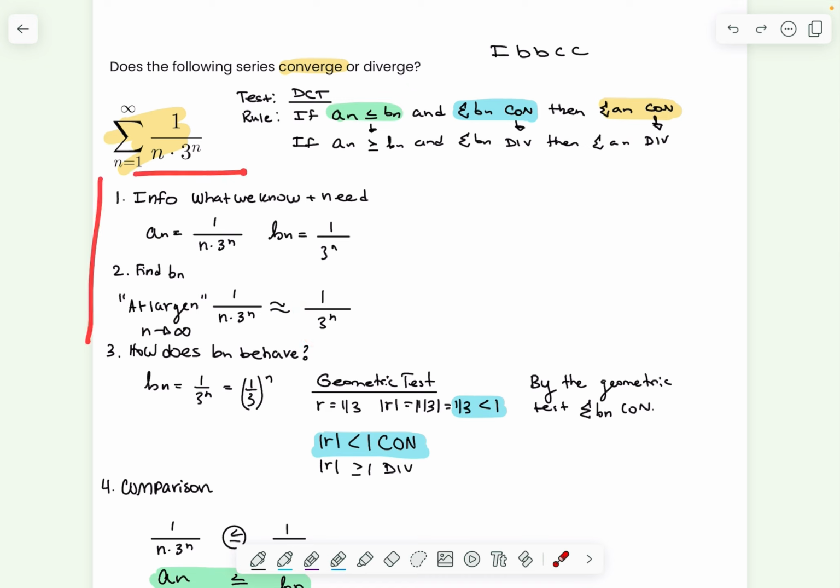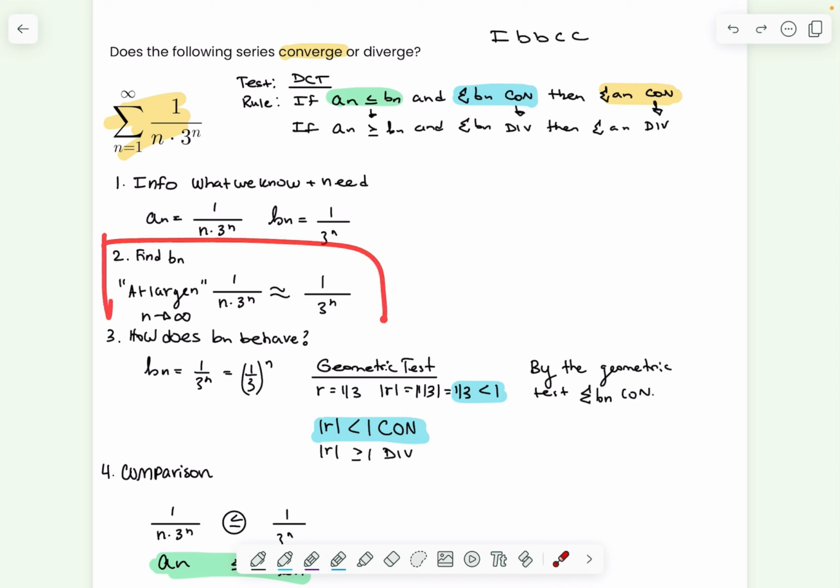Because, by the way, DCT and LCT both have the same 2 steps. So you need to have a B of n in both of these comparison tests, because in a comparison test, you need something to compare to. So if you can't find a B of n, you have nothing to compare with. So you can't use the comparison test. So do more of these problems and you'll find that you can do this step in your head. And if you can't, then that means you will not be able to do DCT and LCT, and you'll try another test, which you will learn in the future.